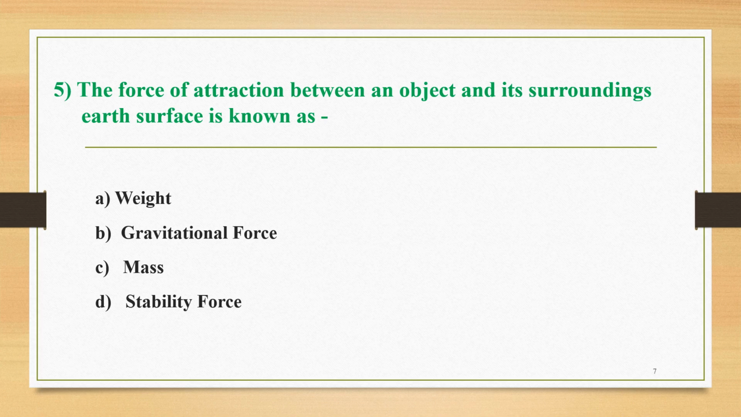The next question number 5 is: the force of attraction between an object and its surroundings, Earth's surface, is known as, and the four options are A is weight, B is gravitational force, C is mass and D is stability force. Now whenever we consider the force of attraction present between these objects and the surrounding Earth's surface, that type of force of attraction and this type of relationship is expressed in terms of one concept, and that concept is called the weight, and that's why the correct option of this question number 5 is option A, that is weight.